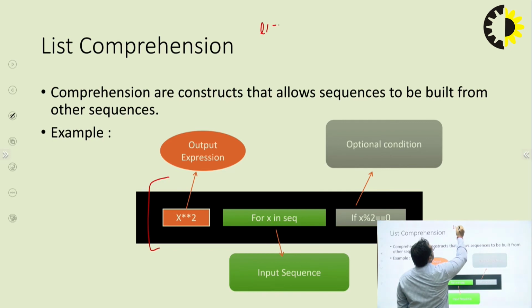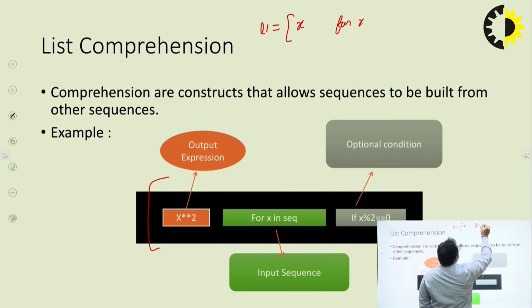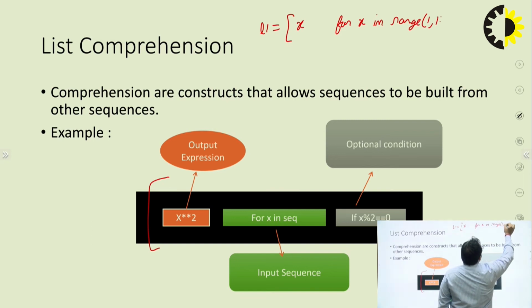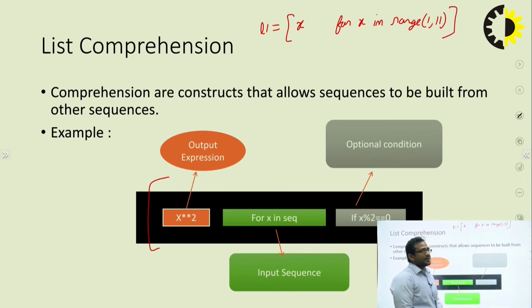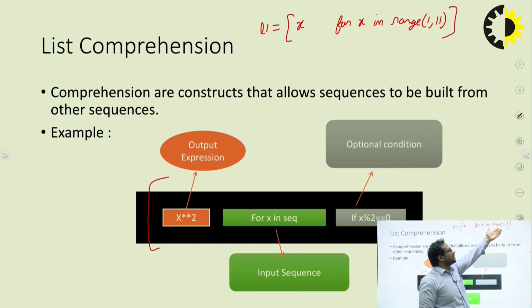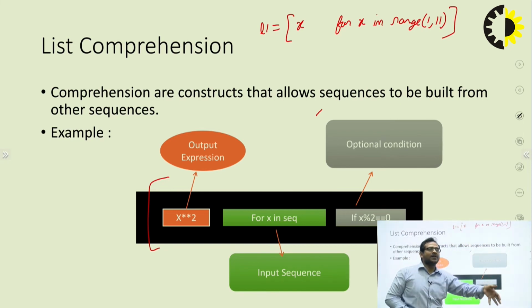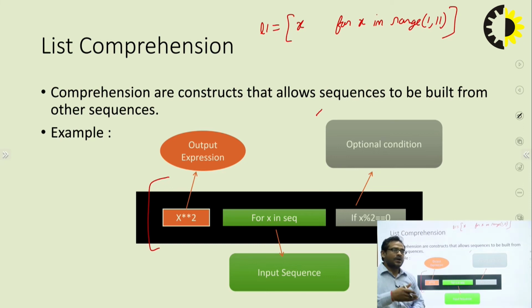So I am creating here L1 is equal to x for x in range(1, 11). What will happen? This loop is running, and range is creating a sequence. One by one, it gives the value to x, and this is the output expression. Whatever comes into the output expression is stored into the list. So L1 is created, having the elements 1, 2, 3, 4, 5, 6, 7, 8, 9, 10. That's it.